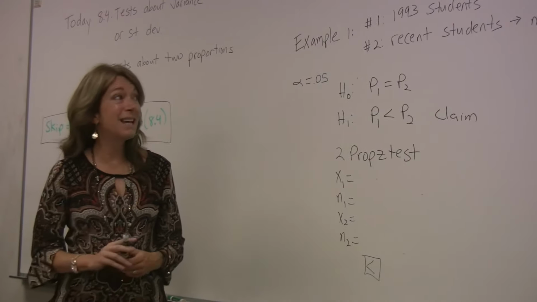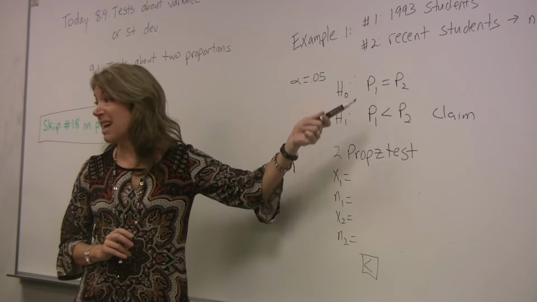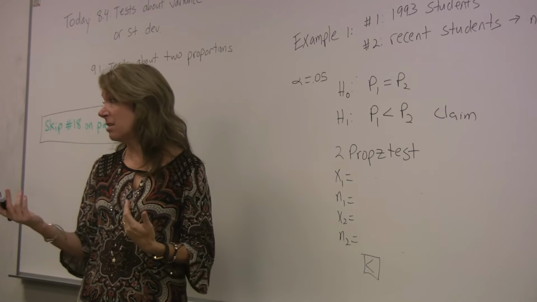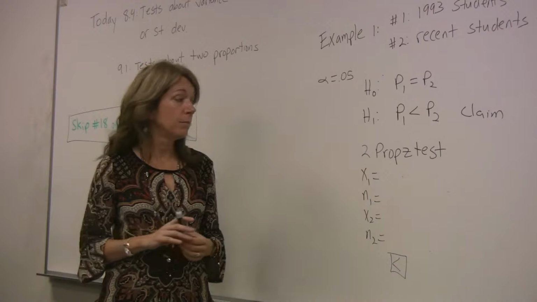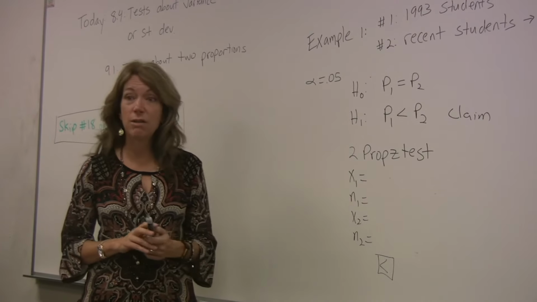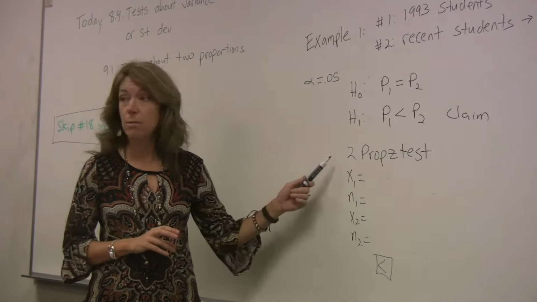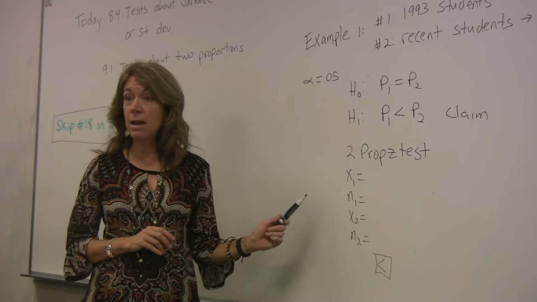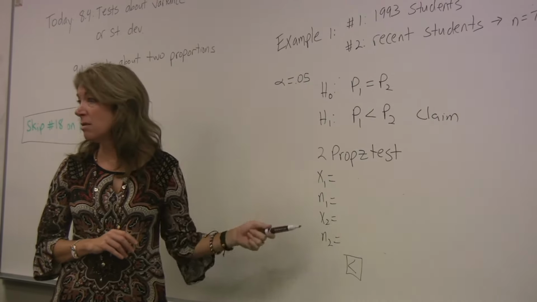How do you know when to use 2 prop Z test? If it's asking you to test a claim, you're going to do a 2 prop Z test. If it's asking you to find an interval, then we would do 2 prop Z interval. We're going to get there next. We haven't done the intervals yet, but in this case, we're doing a test. Everyone okay?